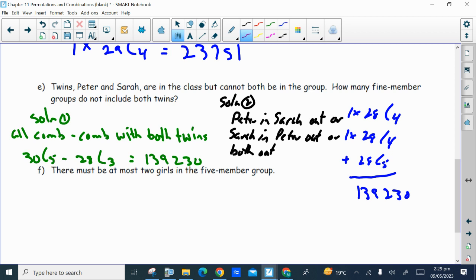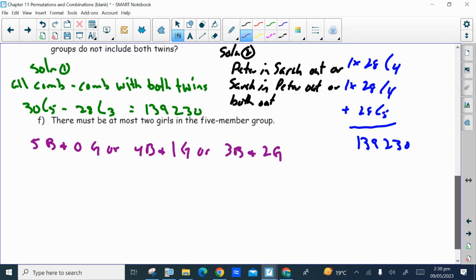The last one on this page says there must be at most 2 girls in the 5-member group. So that means there could be 5 boys and 0 girls, or 4 boys and 1 girl, or 3 boys and 2 girls. At most 2 girls means you can't have more than 2. So we've got 3 different scenarios here that we will have to add together. And remember, the word and means to multiply. The or is the part that's going to add.